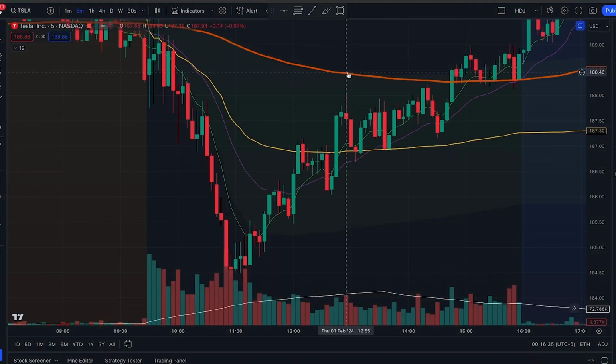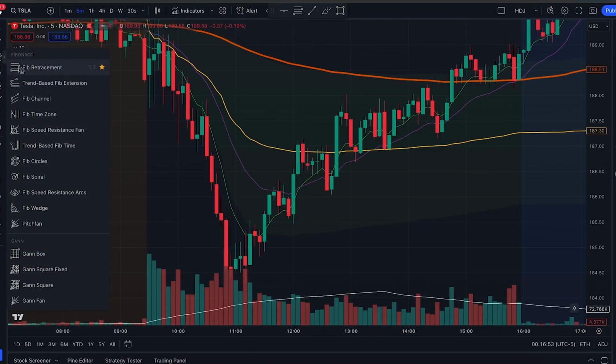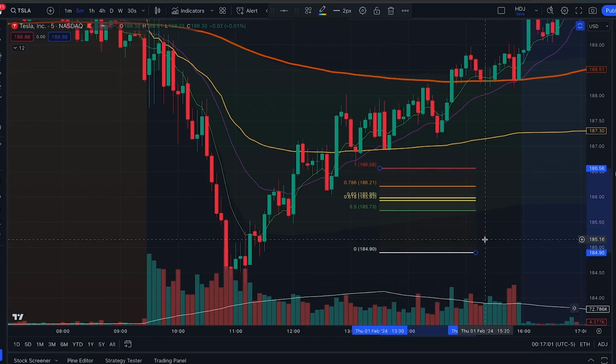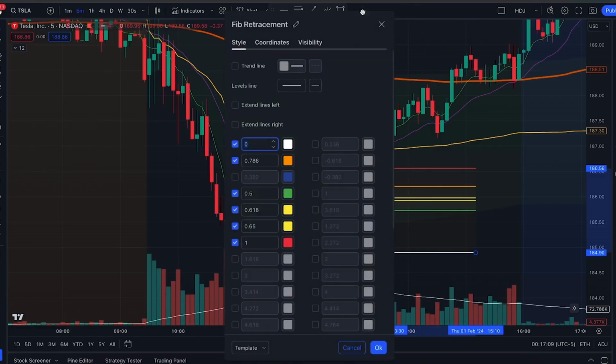Let's jump back to the chart. Here's Tesla. Here's a day where Tesla went to the downside big time and then went back to the upside big time. So we're going to look at an example. On TradingView, you come right over here, hit this little arrow, and you're going to select Fib retracement. Okay, we got it there. Let's just put it on the chart. Once you have it on your chart, you can come up here to the settings cog. And I want you to copy my settings. This is what you need to put in.